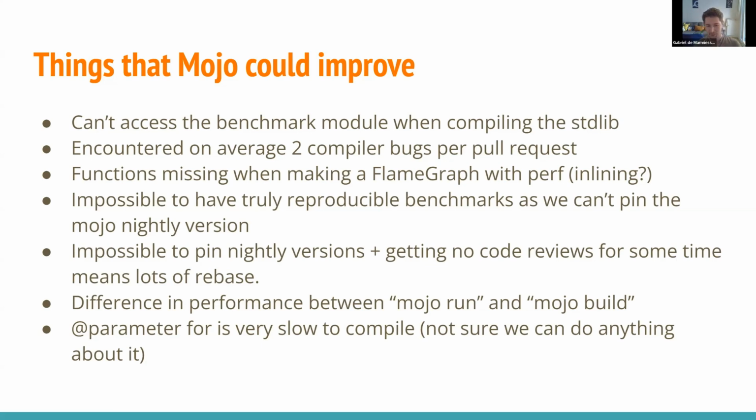Also, there is a difference in performance between Mojo Run and Mojo Build. I don't know if it's common in other languages. I'm just coming from Python. That's a bit surprising. I would expect Mojo Run to compile something and then just run it, but it's not the case. It's faster to do Mojo Build.